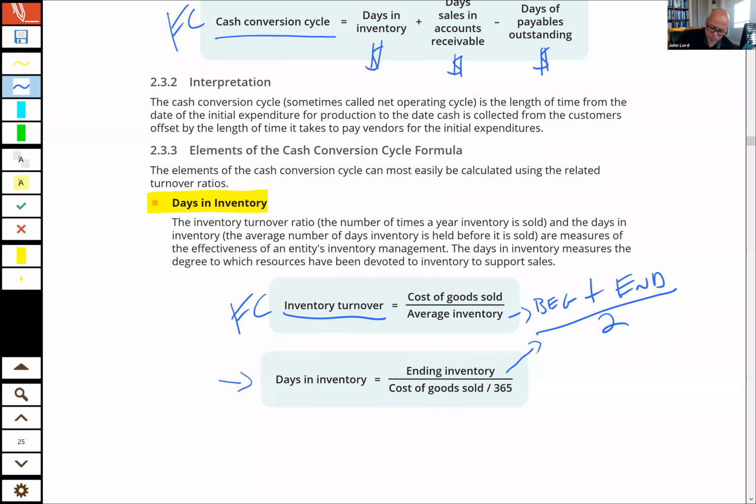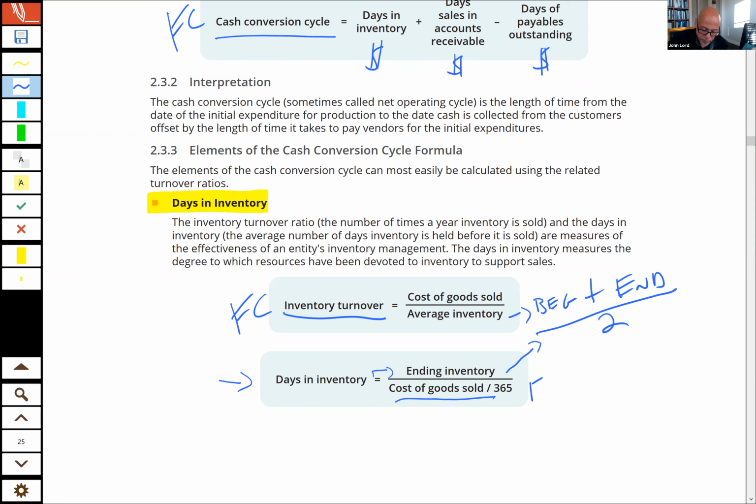It doesn't have to be ending. So be careful. I've seen questions where you have to use the average. If they give you the beginning and the ending, just assume that you should use the average. If they just give you the ending, then of course you can use the ending, but you take the ending and then you divide that by the number of times you turned your cost of goods sold over, that will give you the days in inventory.